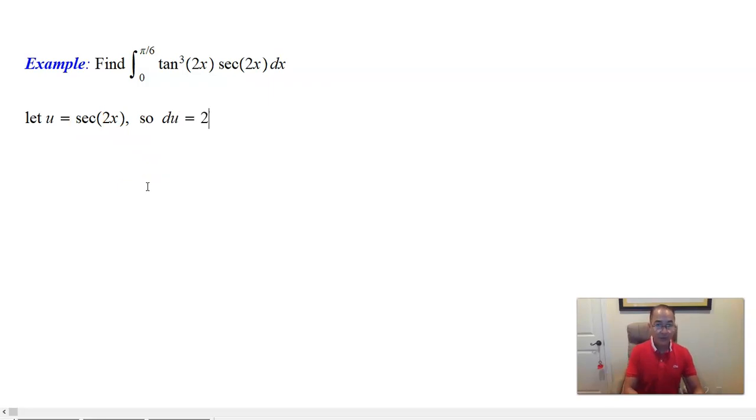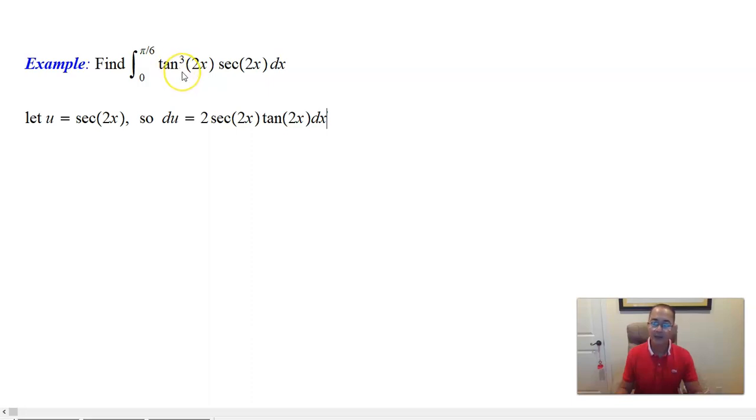So du is 2 secant 2x tangent 2x dx. Now, is that a good idea? Well, we have 1 secant 2x. That'll go with the dx. We're missing a tangent 2x. We can get one from cubed because there are 3 of them. But are we going to have an endgame?